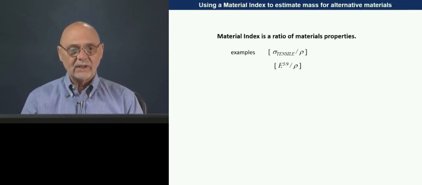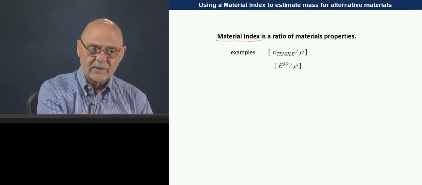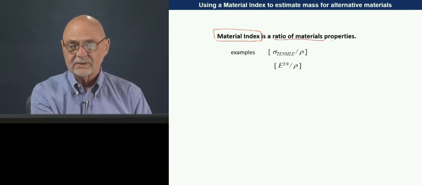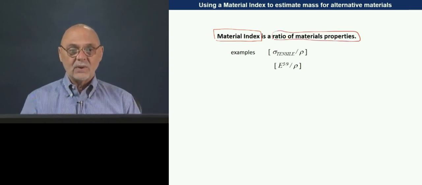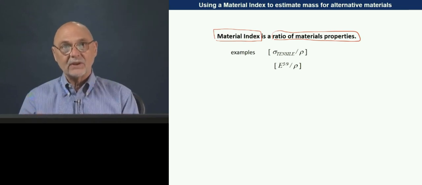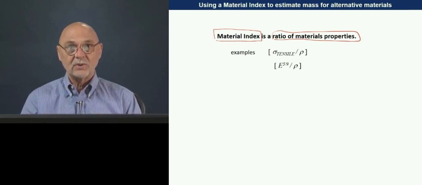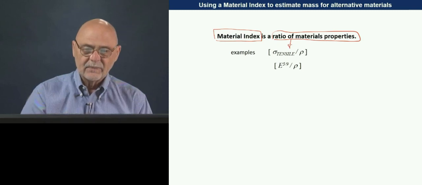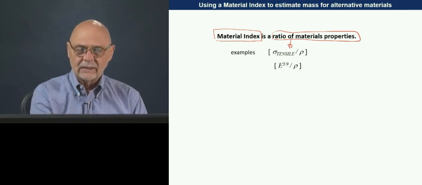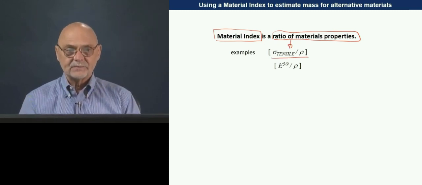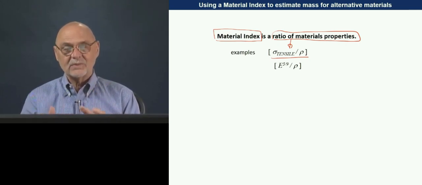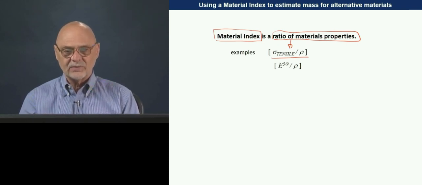And what we're going to be using here is an idea of a material index. A material index is a ratio of material properties. Okay? So we'll have a particular material index for steel, and we'll have a different one for bamboo as we substitute in their material properties. Okay? So what's an example? Here's an example of a material index. And there's many, there's not just one. And these depend on the function of the part that we're trying to select a material for.